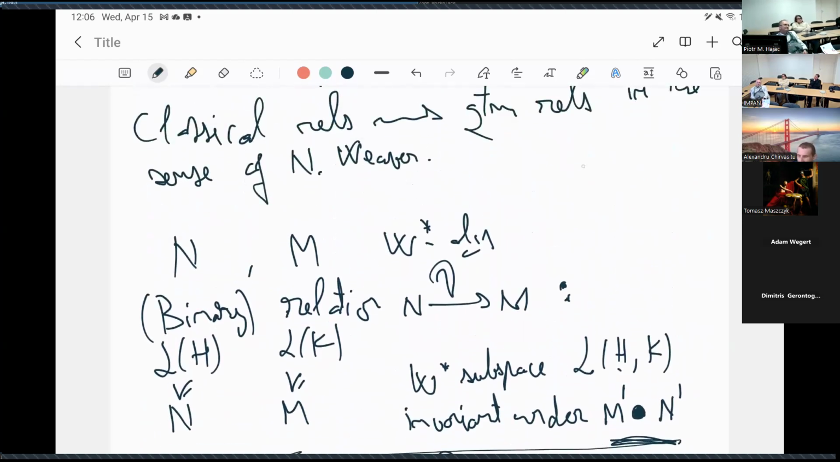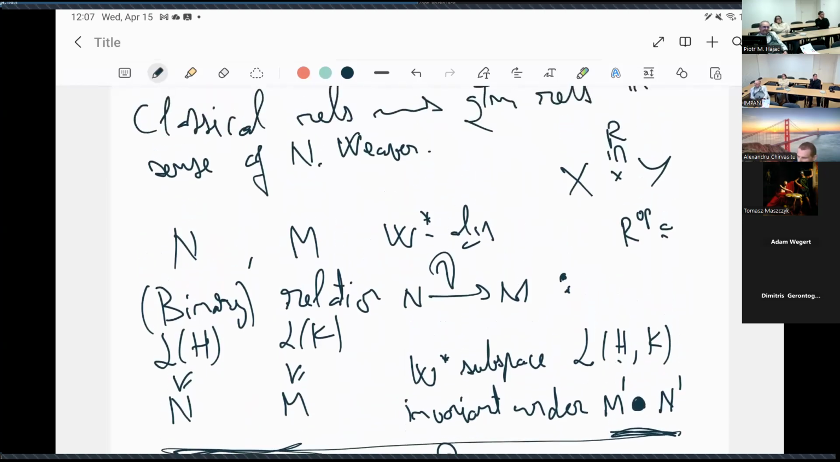If I give you a binary relation between x and y, it looks like this. It's a subset of that Cartesian product. It's symmetric. We sometimes call it its opposite or whatever notation you prefer. It is something in y cross x.